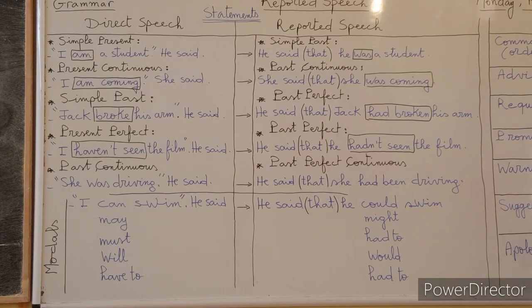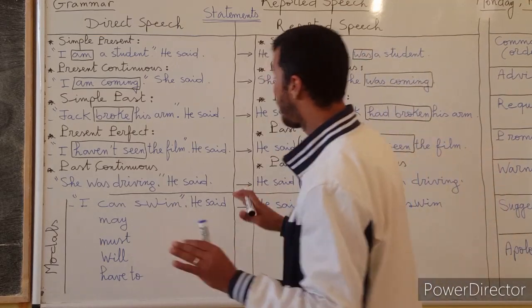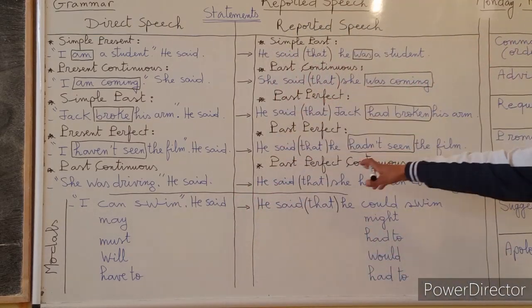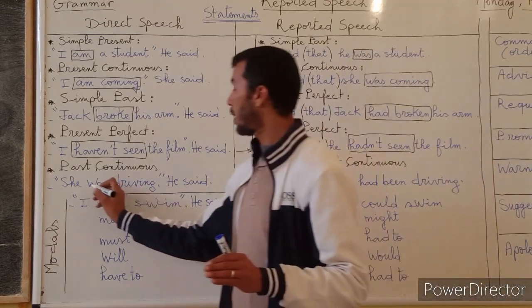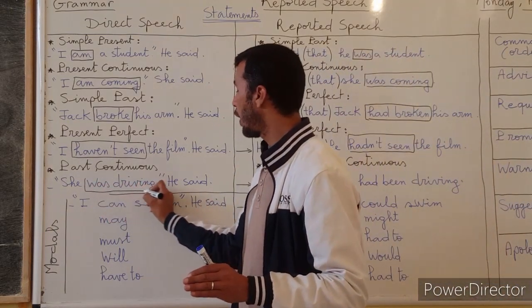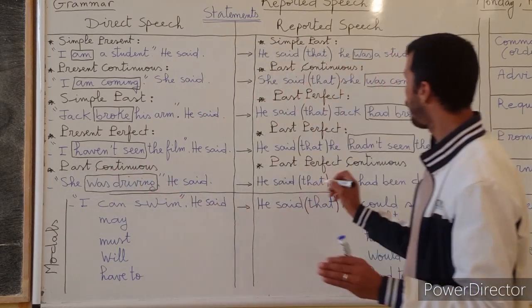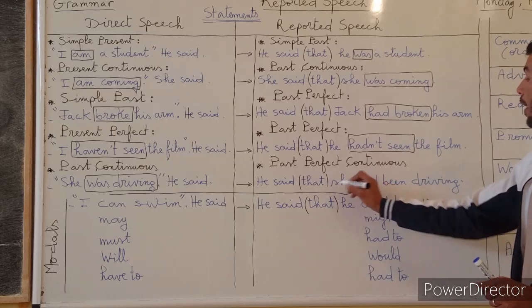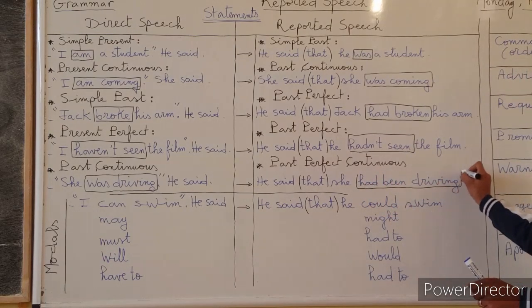And the last tense that we have in this chart is past continuous. And past continuous becomes past perfect continuous. So past continuous is was driving, and it becomes past perfect continuous. He said that she had been driving.